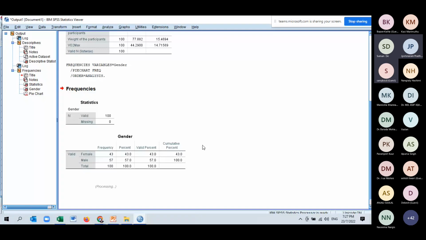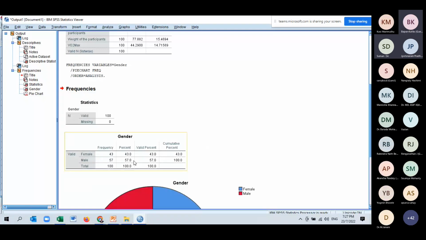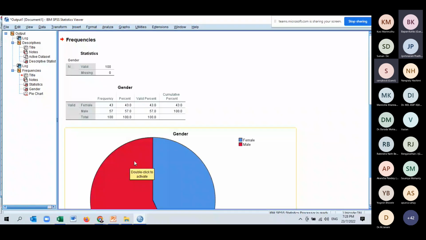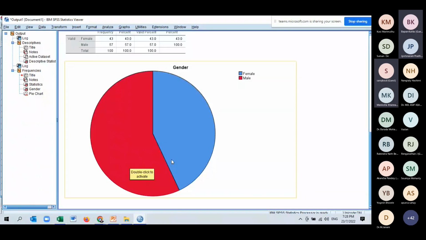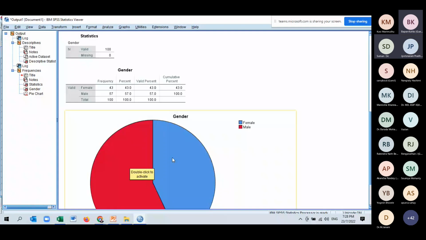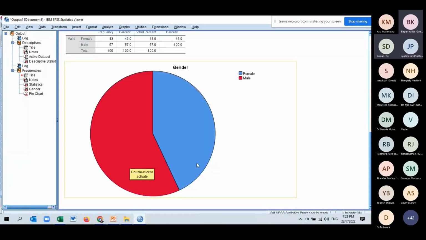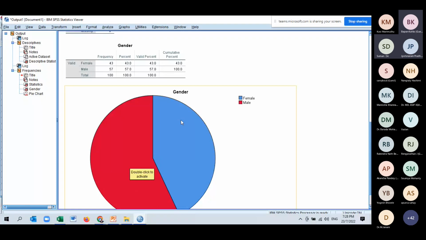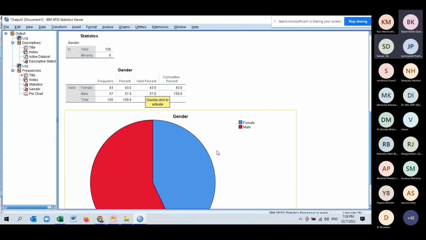So 43% are female, 57% are male. Have you all got it? Yes, sir. Okay. So understood, 43% are female, 57% are male respondents. So all this data can be captured in your result section.